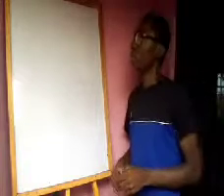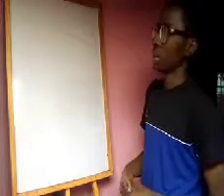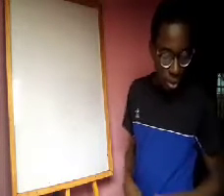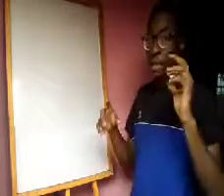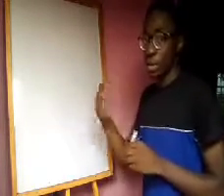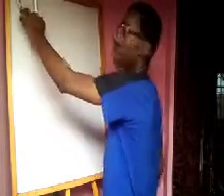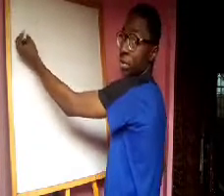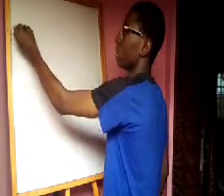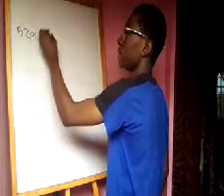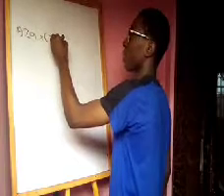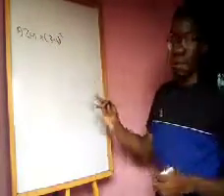Now the first example we'll be doing today is 2a times open bracket 3a close bracket square. Okay, our first example is 2a times open bracket 3a square. So how do we approach this question?